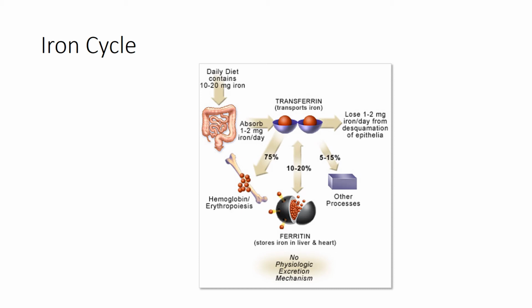Once inside the cell, the iron is released and used to synthesize heme. Notice in the graphic that about 20% of the iron transferrin complex is taken to other tissues, such as the liver, and stored as ferritin. Ferritin can later be released back into the plasma for future hemoglobin production.